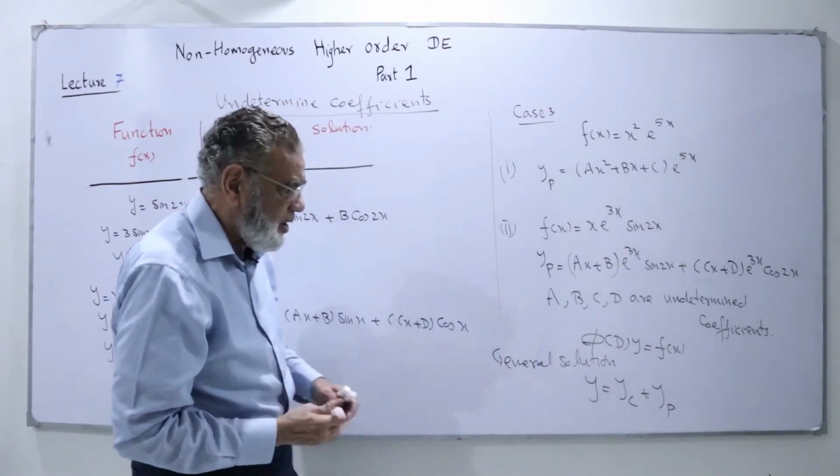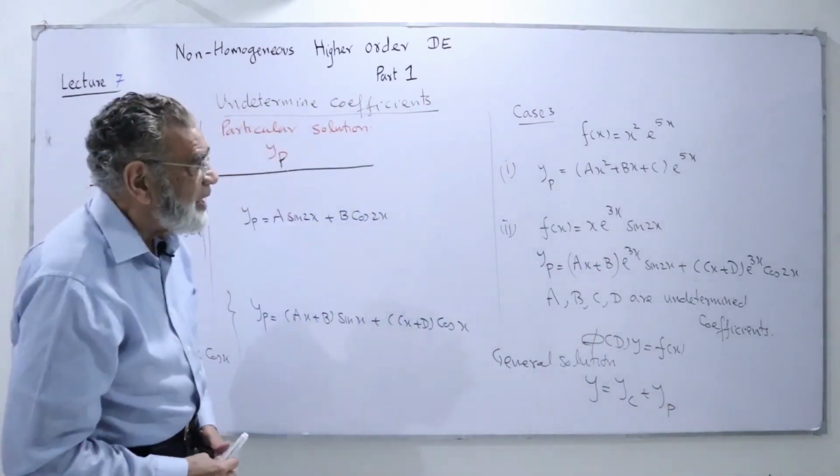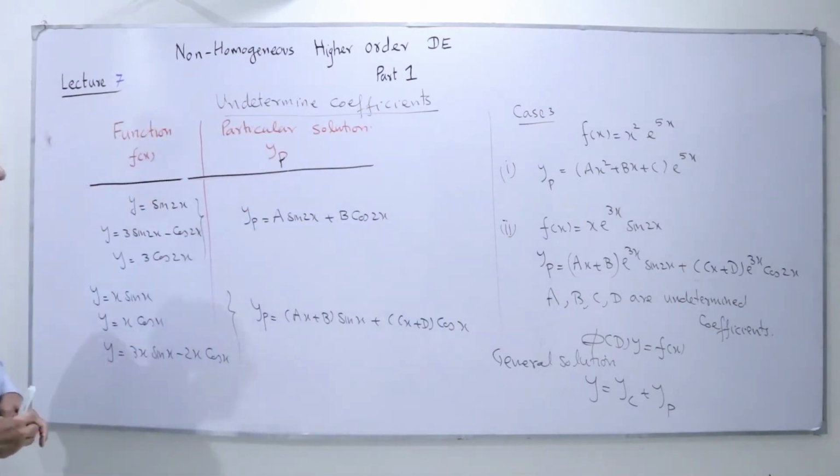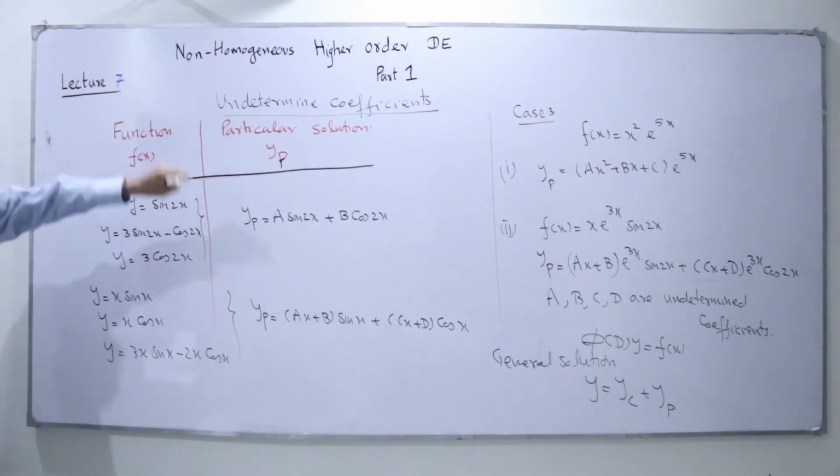If this f(x) is 0, then yp is 0, and our general solution will be only yc. So we'll give examples and show you how we can apply this idea, which we gave in the last steps, to find the general solution of non-homogeneous higher order differential equations.